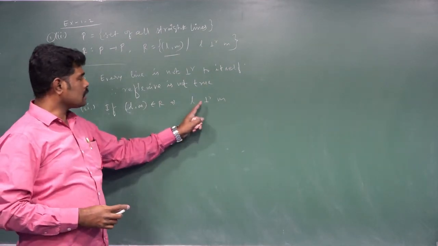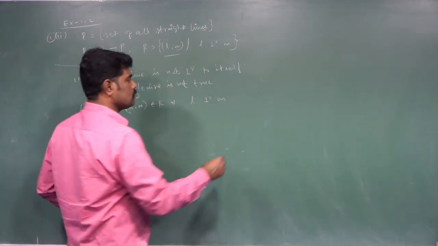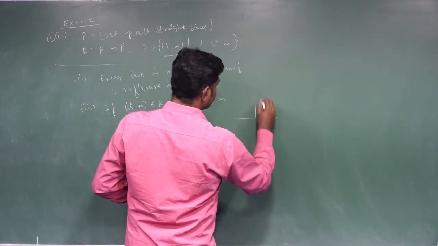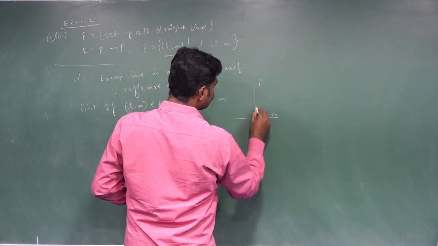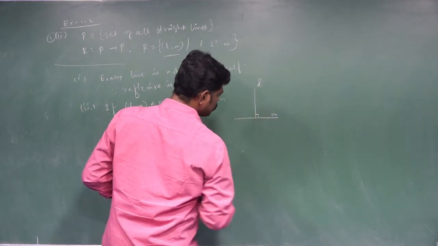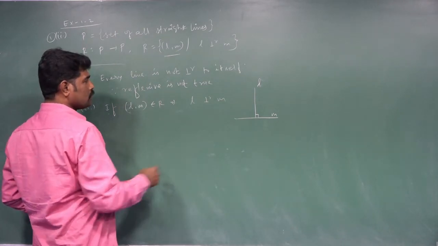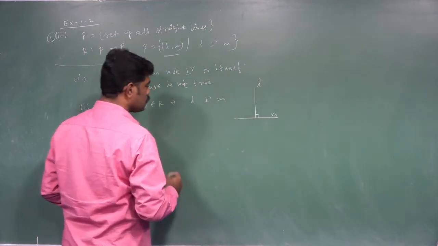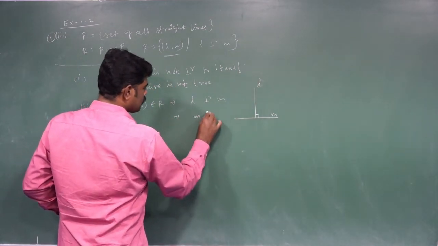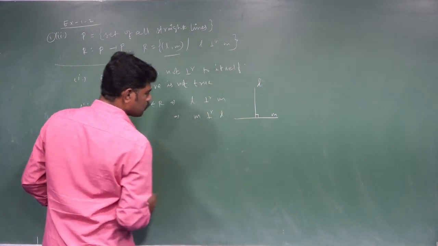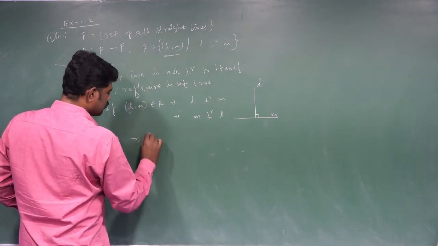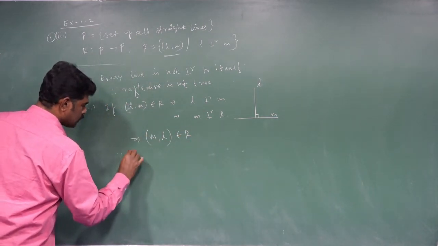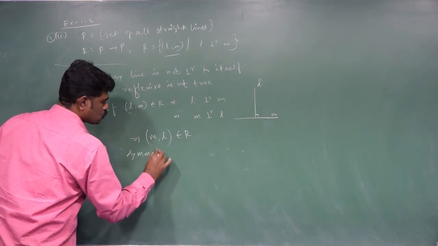The line L is perpendicular to the line M by this diagram. This is one line L, this is another line M. Now these two lines are perpendicular. If L is perpendicular to M, what is the reverse case? M is also perpendicular to L only. That we can say. M is perpendicular to L. This implies the pair (M, L) belongs to R. Therefore, symmetry is true.